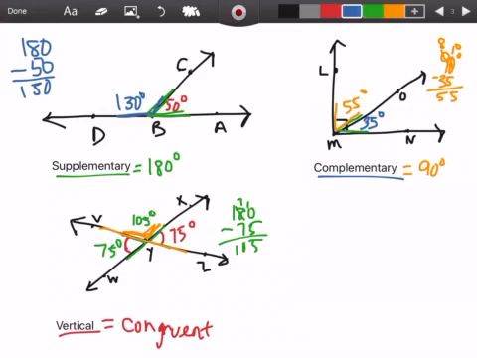and that gives me a measure of 105 degrees for this one next to it. And since we have another vertical angle, these two are vertical, opposite from each other, so this one's also 105 degrees. So tomorrow we're going to practice this with some tape and measurements on the desk, and y'all are going to be using these different types of angles to find missing angle measurements.